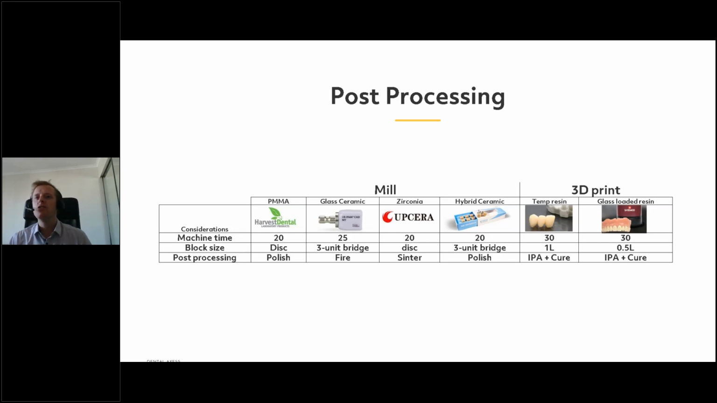The machine timing is all much of a muchness, 20 to 30 minutes. I don't think a patient's going to say no if it's 25 instead of 20 minutes to have their crown milled in glass ceramic instead of, say, PMMA. What about the block size? So if you're milling glass ceramic, you can only get it in like a thumb-sized bridge, up to maybe 3 units or so. But for the post-processing, you're going to have to fire it. Whereas if you're doing PMMA or zirconia, you could get this in a disc, or you could get it in a thumb-sized block. Say it's PMMA, you only have to polish it. That's much quicker post-processing than glass ceramic is.